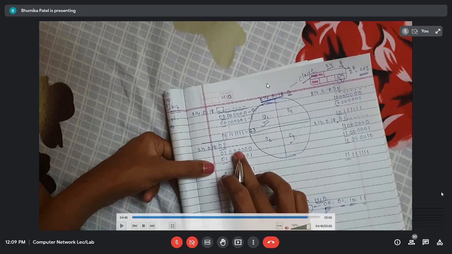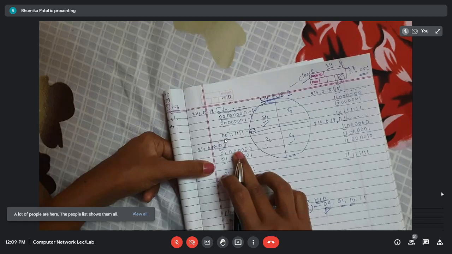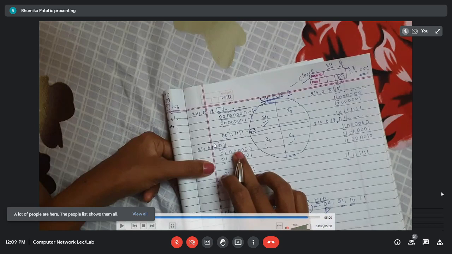If you convert binary into decimal, you know how to do that? Okay, as you can see here, there are 8 bits. The possibilities will be 1, 2, 4, 8, 16, then 32, 64, and 128. So 2 raised to 0, 2 raised to 1, 2 raised to 2, and so on.